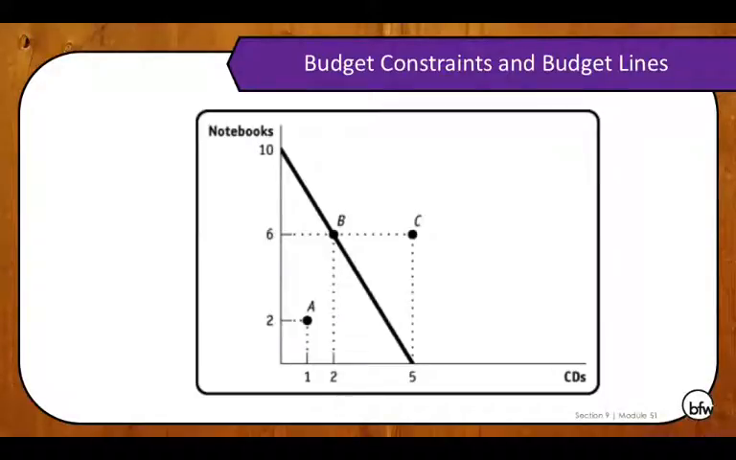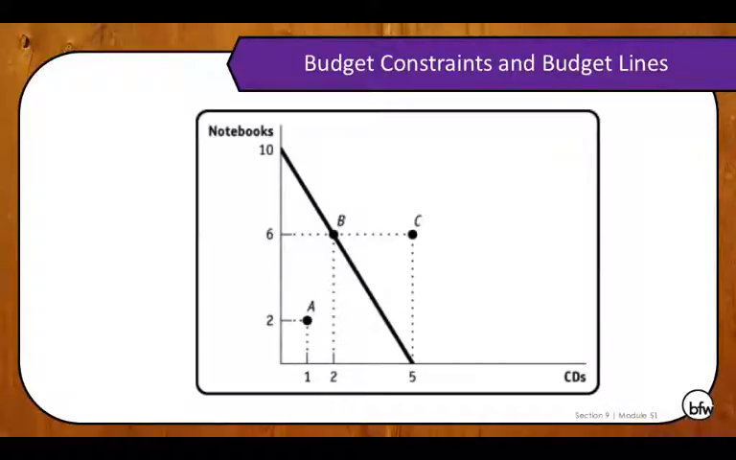First of all, any point inside Bruno's budget line is affordable, but it doesn't use all of his income. Point A, 2 notebooks and 1 CD, is affordable, but he only spends $20 to do it. He doesn't spend all of his income. Assuming Bruno could be happier spending more of his income on these 2 goods, a point like A would not maximize his utility. It would be affordable, but not desirable.